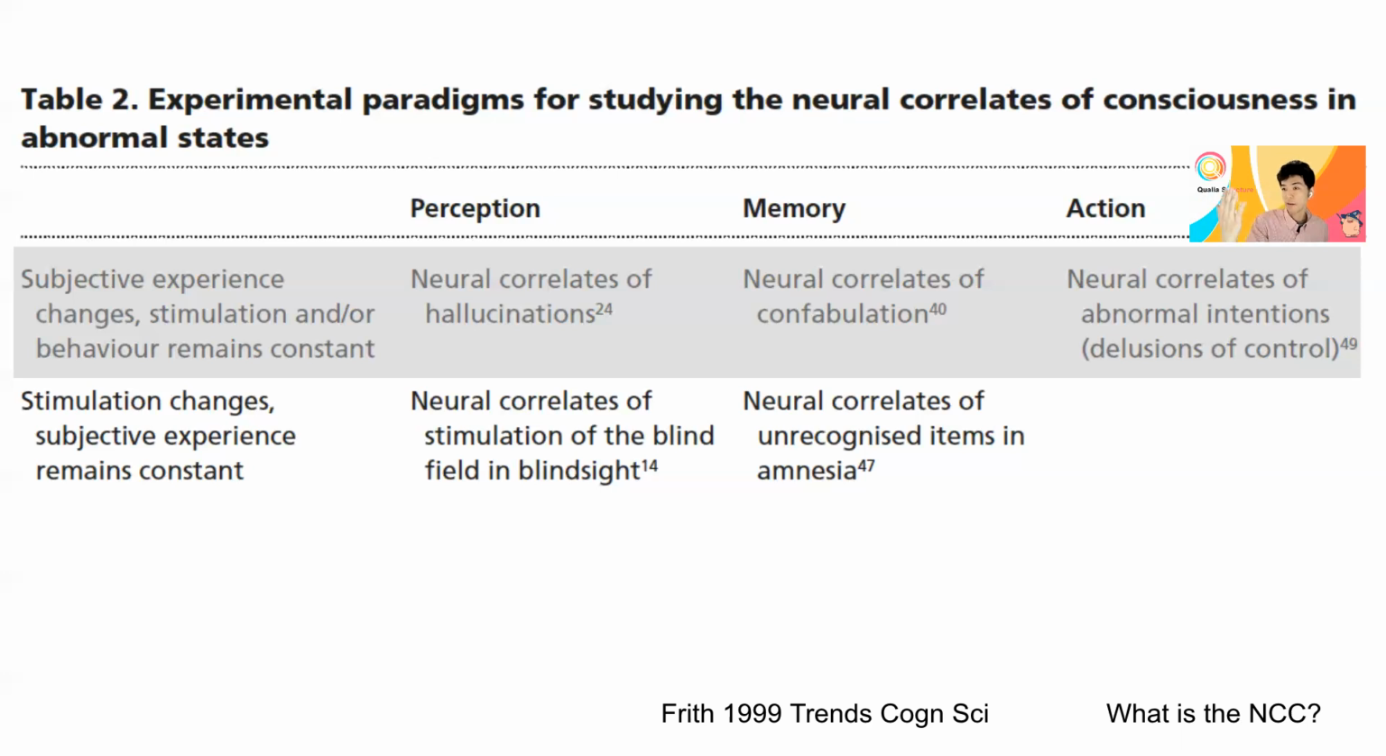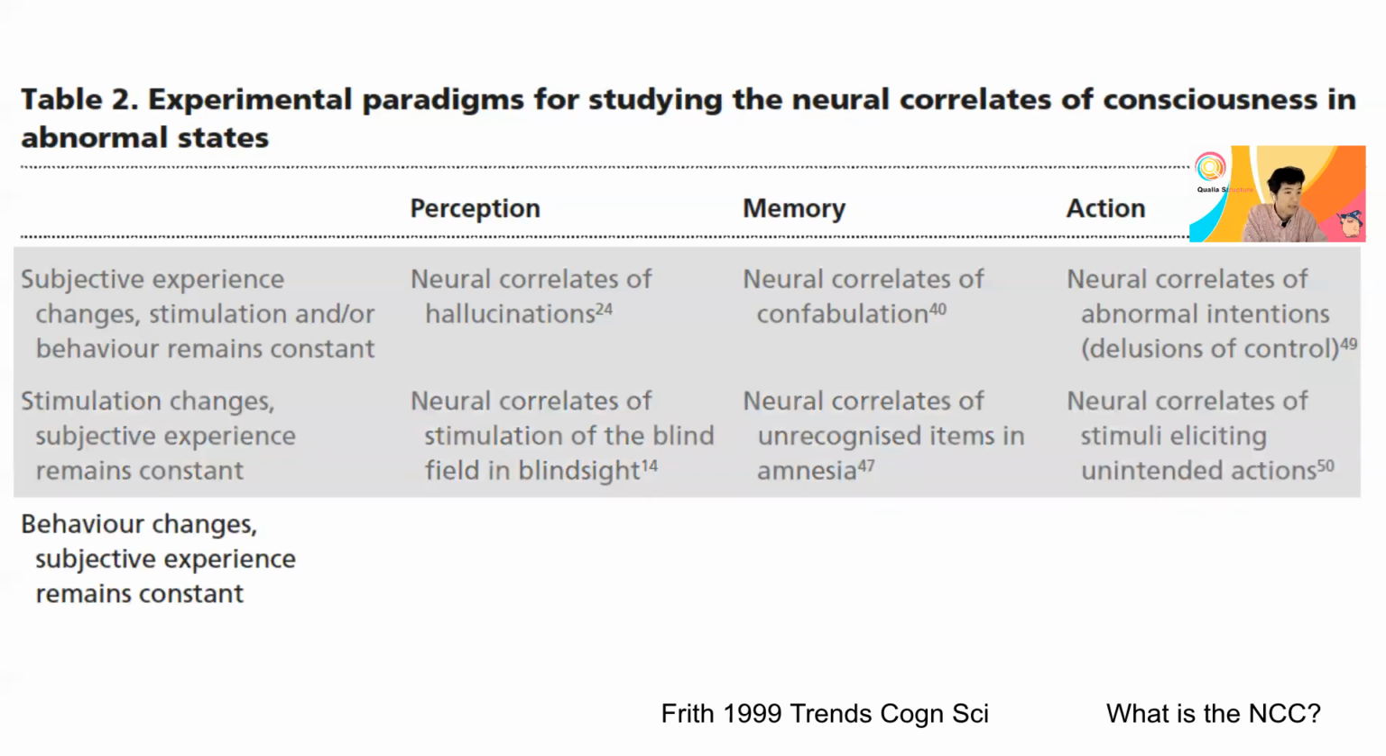But if I see my family's face, even though I say that I don't recognize this and I don't know what it is, in terms of subjective experience, it's the same. But bodily reaction might tell you that, oh, this is the important person. So this also isolates some kind of non-conscious processing in the brain, which is different from neural correlates of consciousness. And then action-wise, neural correlates of stimuli eliciting unintended actions. I'll skip.